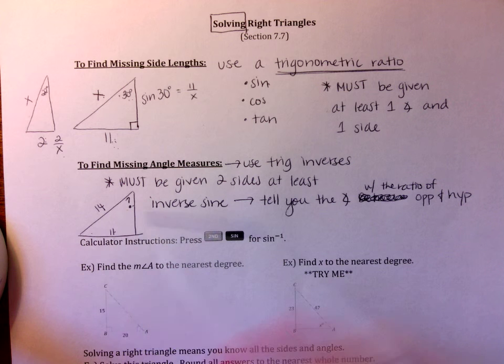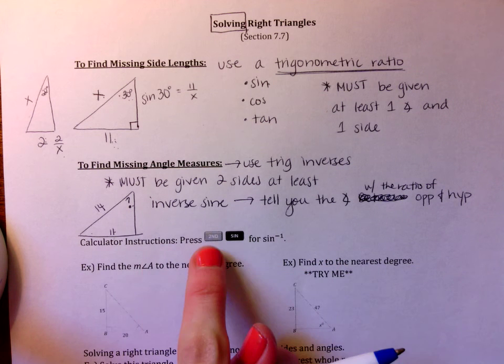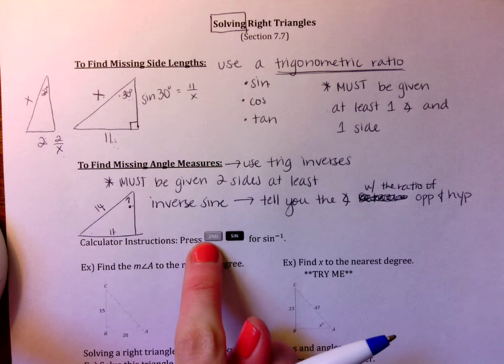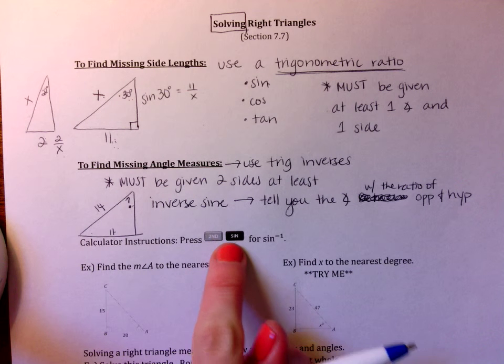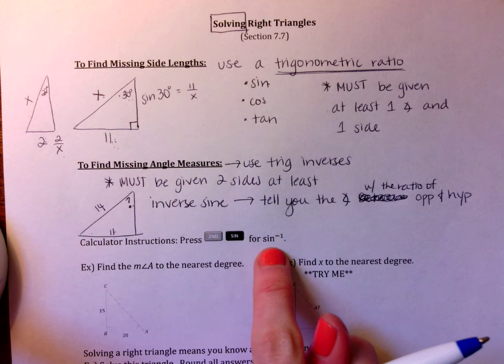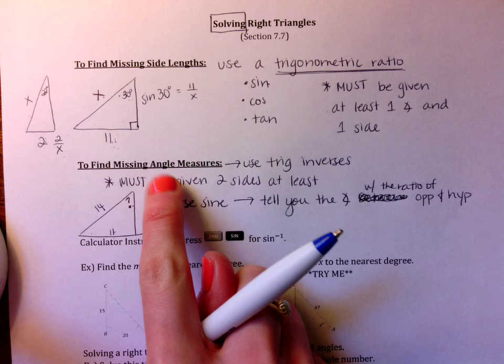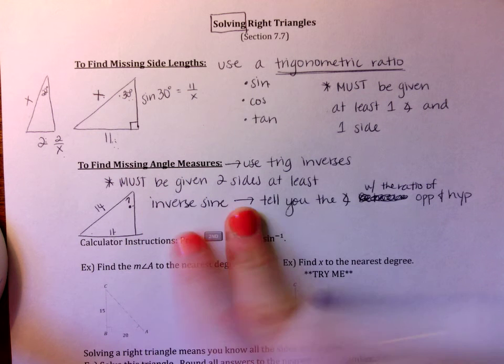So let's actually do that. And the way you do that, calculator instructions, you press the second button, I'll show you in a second, and the trig ratio that you're trying to reverse to get the angle, and it'll tell you sine -1 on your calculator, and that means you're using the inverse. So trig inverses tell you angle measures if you have two sides.